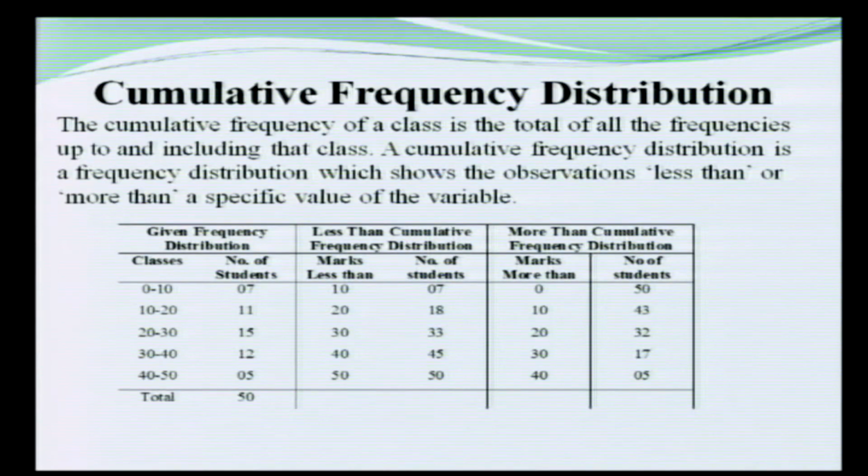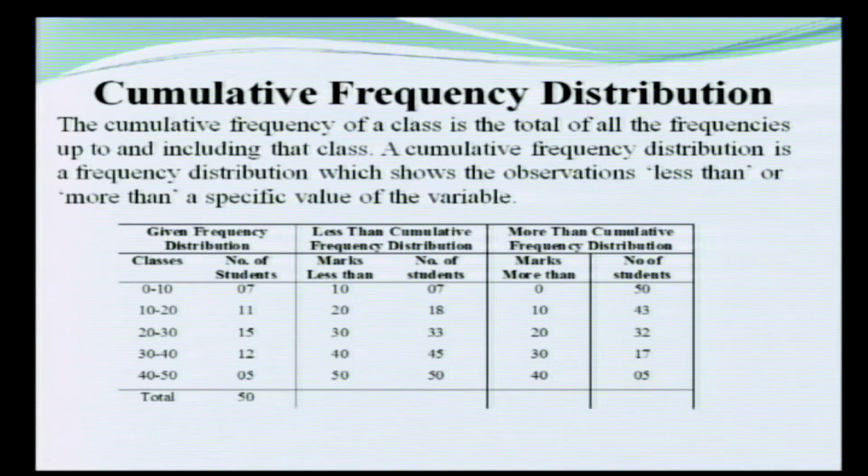For example, if the frequency, or the number of students, in the 0 to 10 class is 7 and in 10 to 20 is 11, then the cumulative frequency for 0 to 10 will be 7. But for 10 to 20, the frequency of the second class, 11, will be added to the frequency of the first class, so the cumulative frequency of the second class will be 18. Similarly, for the 20 to 30 class the cumulative frequency will be 33, for 30 to 40 it is 45, and for the 40 to 50 class the cumulative frequency will be 50.